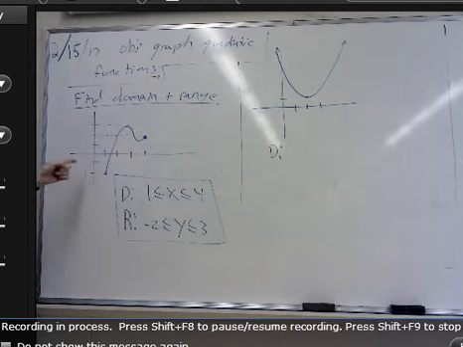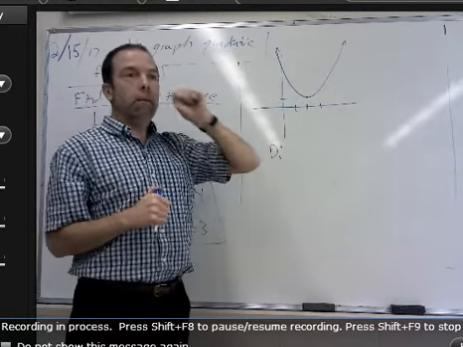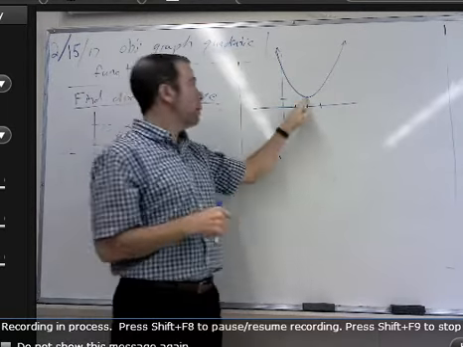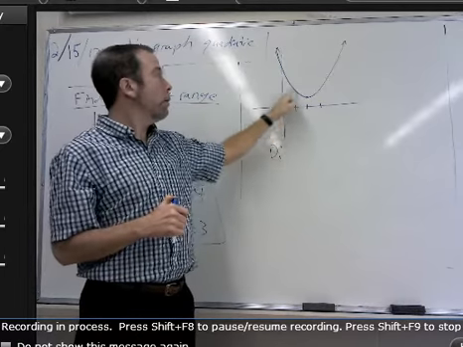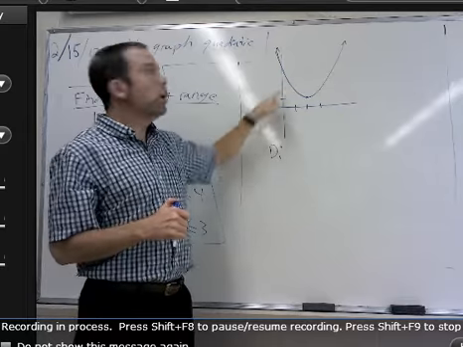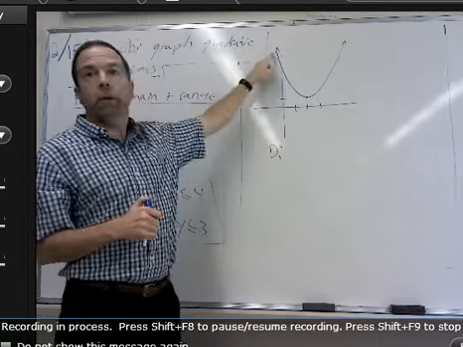So Garrett says 2 is the smallest x value. Is he right? Here's 2 right here, smallest x value. No, because it's going this way. Do we have 1, 0? We keep going to the left. How far do we keep going to the left? Infinitely to the left.